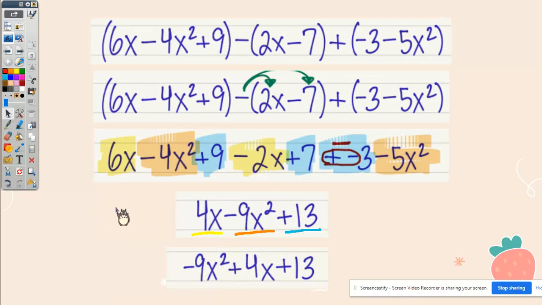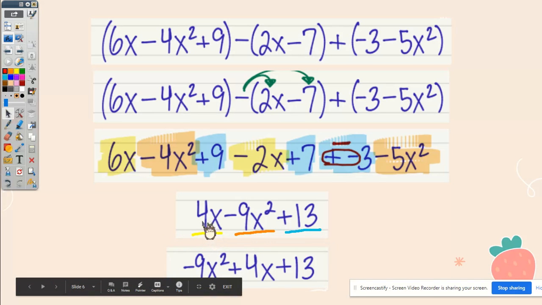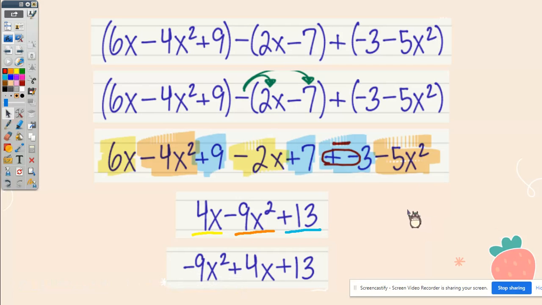And now just write it in the correct order. Make sure you keep the sign to the left. So if this is a negative 9x squared, then this needs to stay as negative. This is positive. This is positive. Remember, this is just rearranging. I'm not moving things across any kind of equal sign.